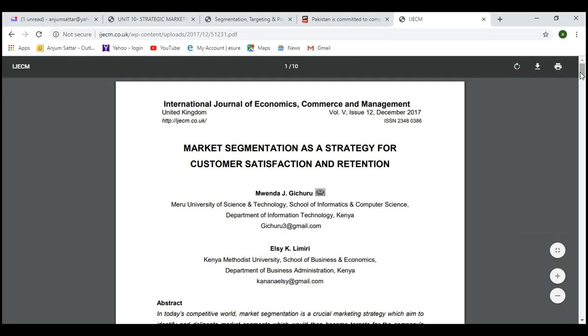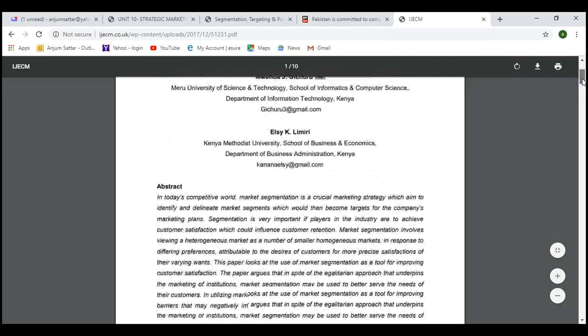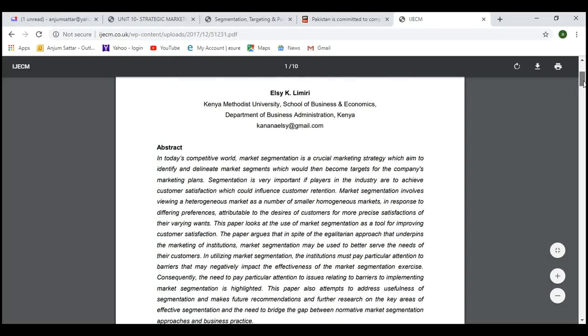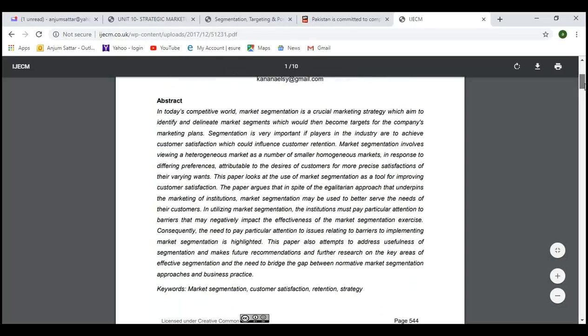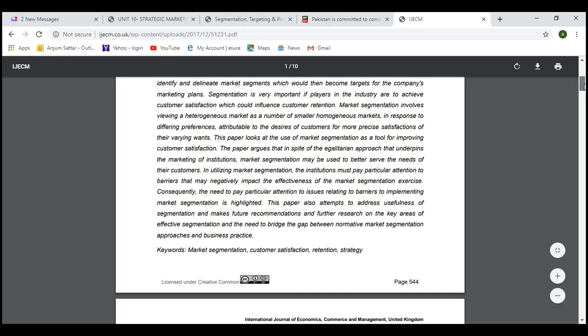It's quite a good journal: Market segmentation as a strategy for customer satisfaction and retention. So segmentation is a strategy for customer retention. If you read the abstract, it explains a lot. In today's competitive world, market segmentation is a crucial marketing strategy to identify market segments which become a target for the company and marketing plan. Segmentation is very important if players in the industry are to achieve customer satisfaction, then retention, and ultimately increased profit.